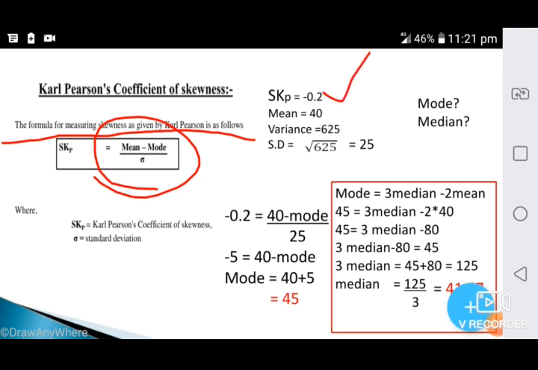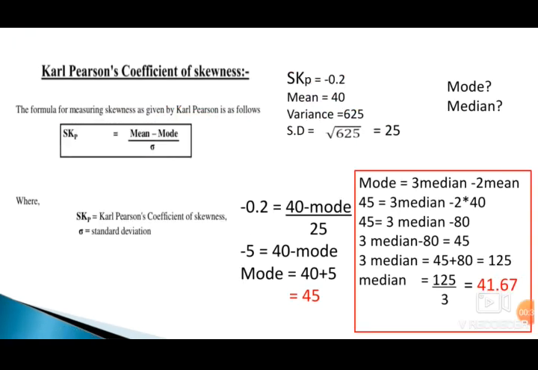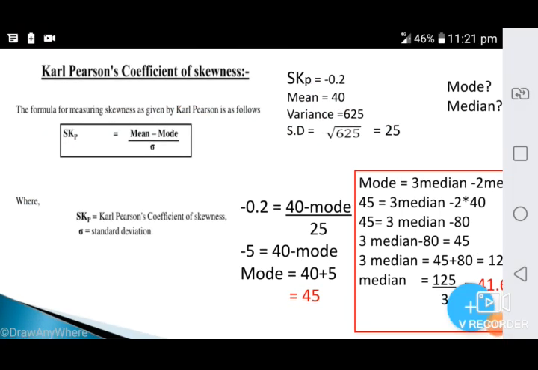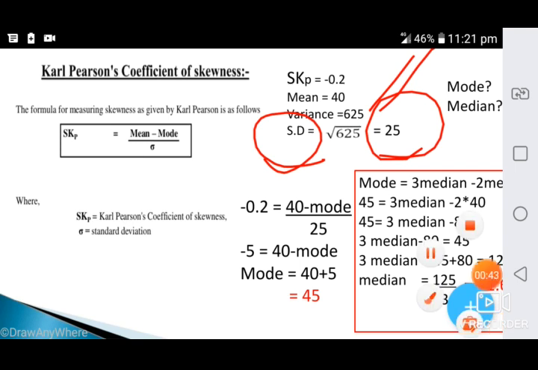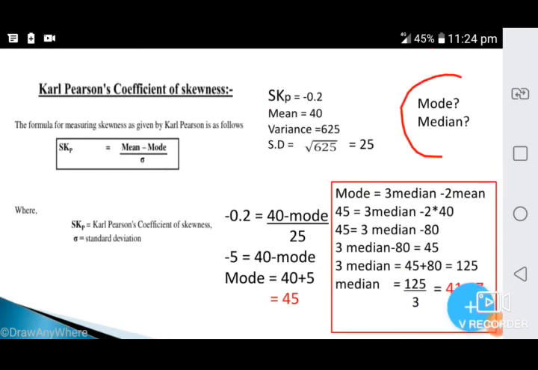Then mean is given, 40. Also variance is given, 625. From the variance, we can calculate standard deviation. If variance equals 625, standard deviation equals 25. So what is the value of mode and median?